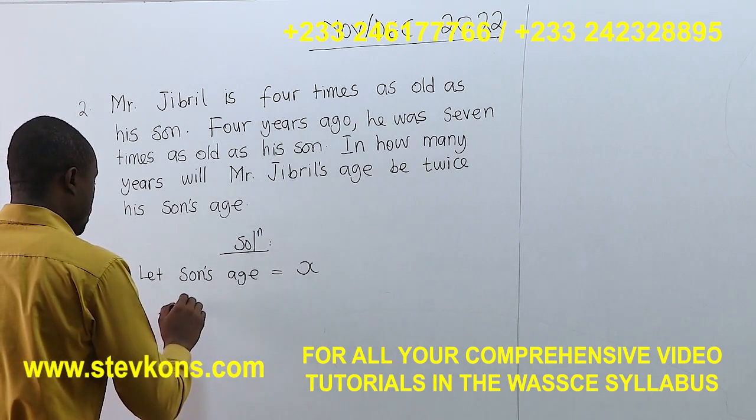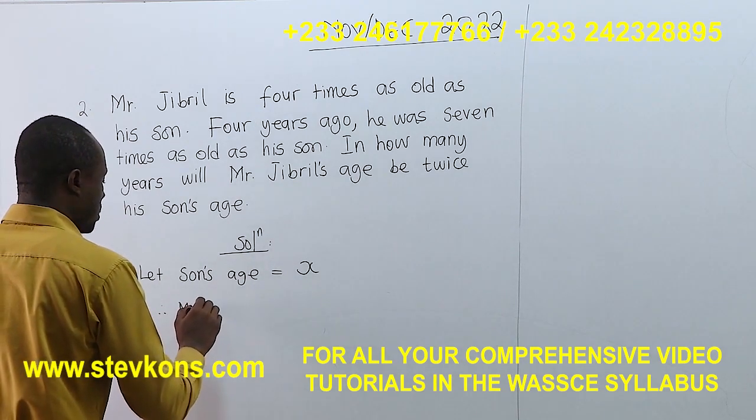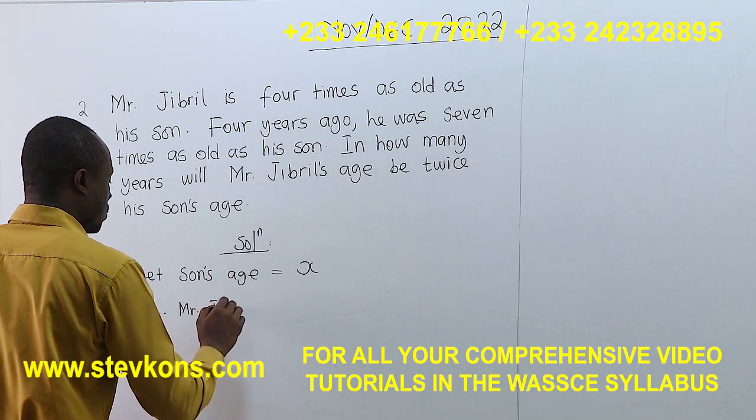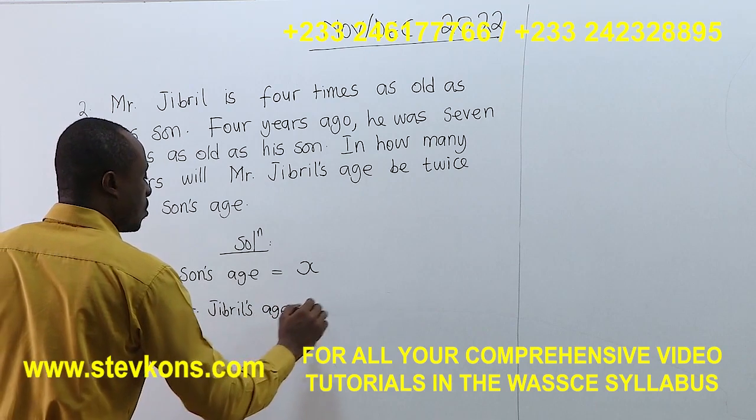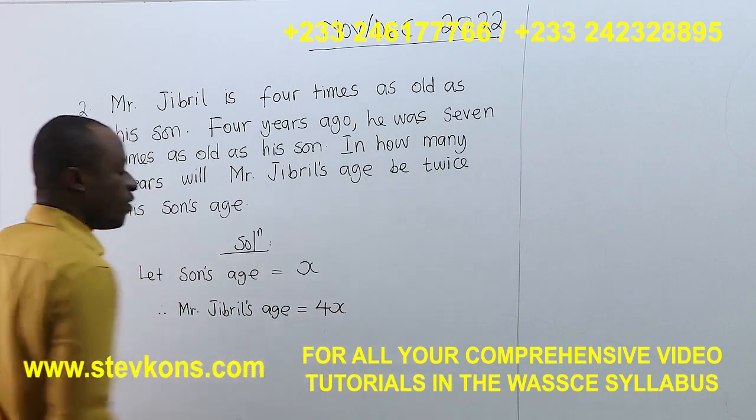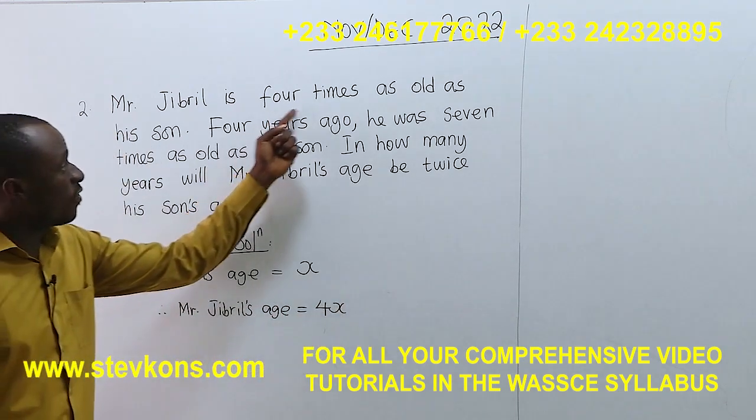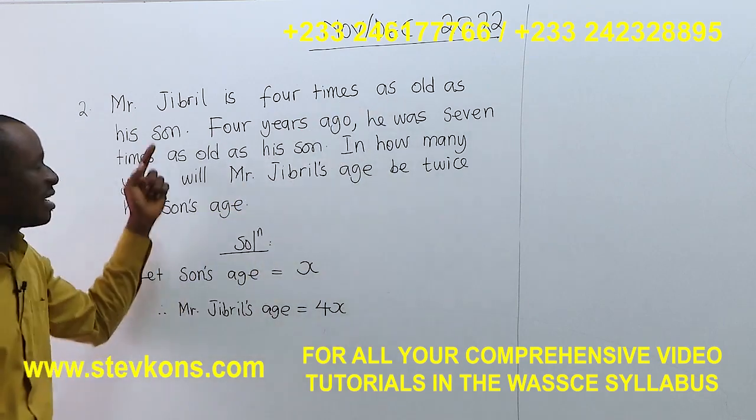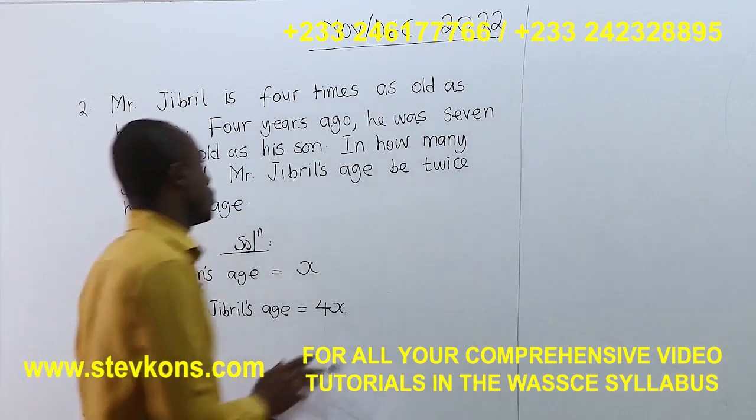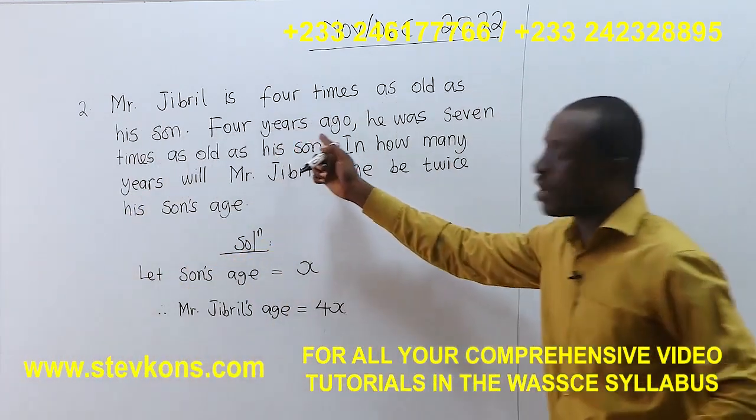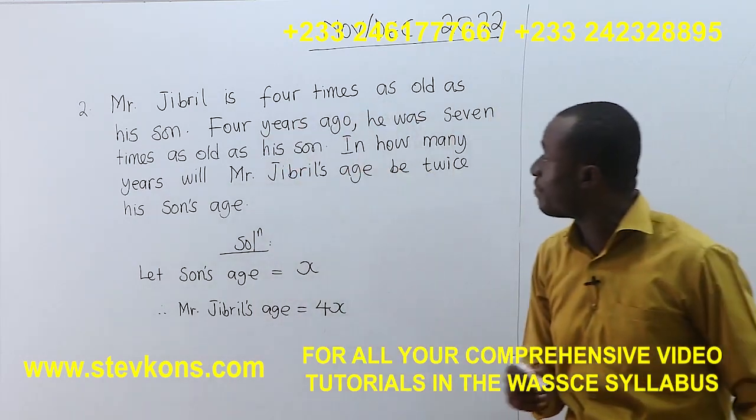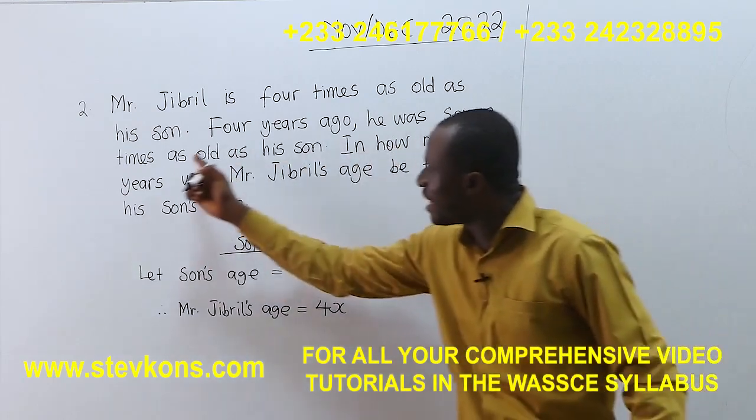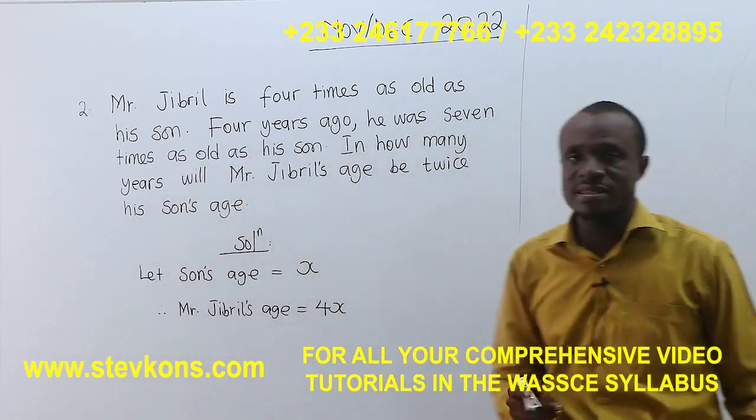Therefore, Mr. Jibril's age, or father's age, is equal to 4x. Why? 4 times as old as his son. Now let's continue. 4 years ago, very important, it is talking of something in the past. He was 7 times as old as his son.